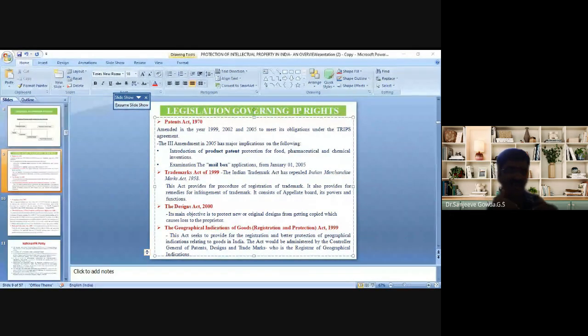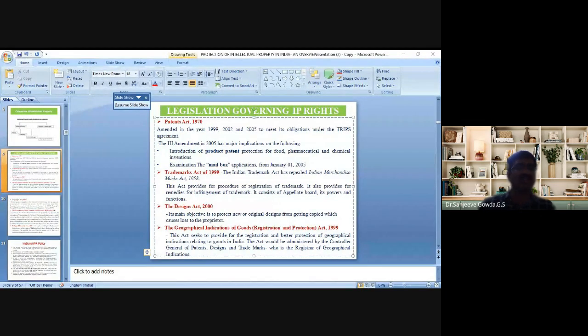Industrial property comprises patents, trademarks, industrial designs, and geographical indications. Then the other set of property is called copyright and related rights. It is a non-industrial property. Copyright and related rights are non-industrial property. So let us move on to the legislation governing intellectual property in India.